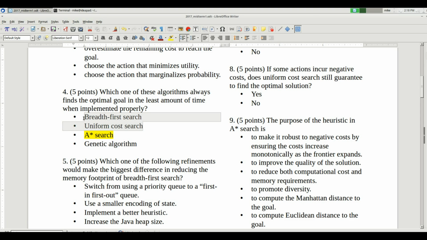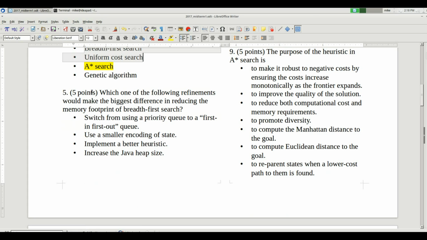It's just genetics are a lot less systematic, and A-star is a lot more systematic, but they're still doing kind of the same thing-ish. A-star, the top three are the only ones that satisfy optimal goal, and the bottom two are the only ones that satisfy could be the fastest, therefore it's that A-star.